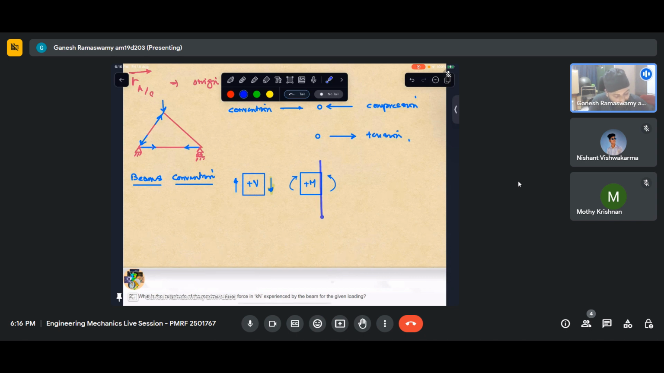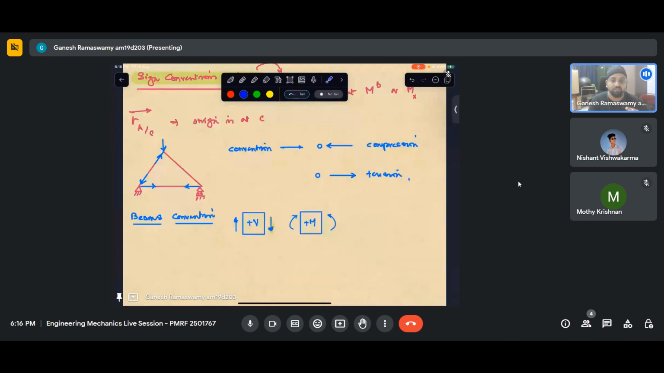So if I have a positive surface, I will put a moment that is essentially anti-clockwise, and I'll call this a positive bending moment. Whereas if I am on a negative surface, I will put a clockwise moment and say that it is a positive bending moment. Similar to trusses, where we started with one convention that we apply forces pointing away from the joint and we take them to be in tension.